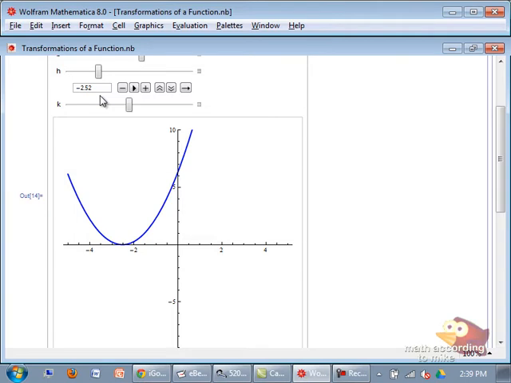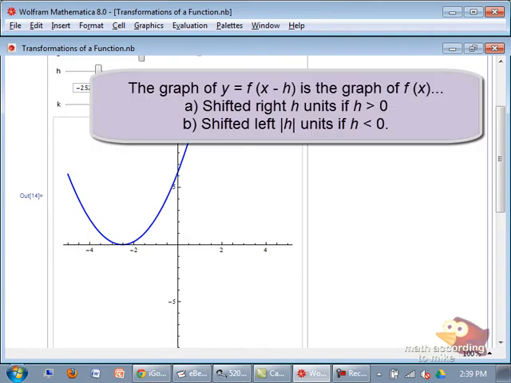Let's actually write it up. The graph of the function y equals f of x minus h is the graph of y equals f of x shifted right h units if h is positive, shifted left the absolute value of h units if h is negative. Two comments I want to make.